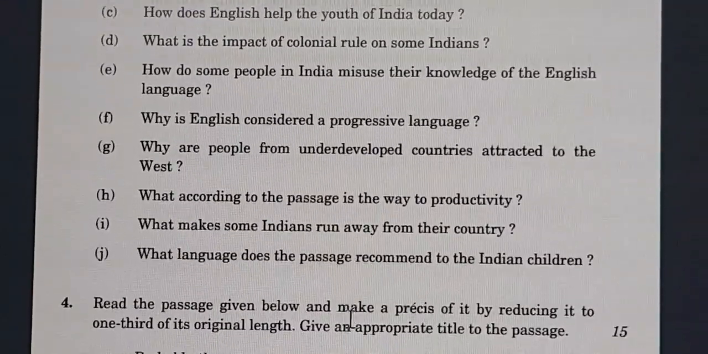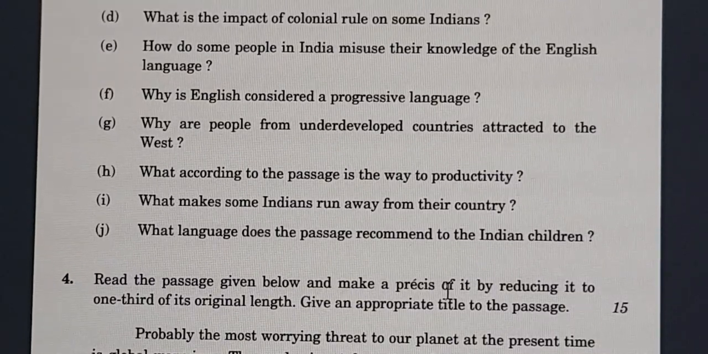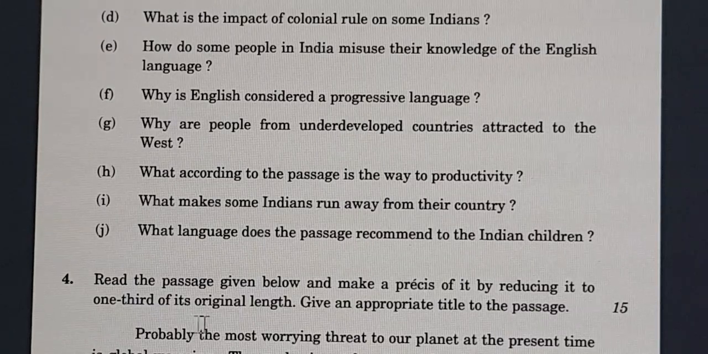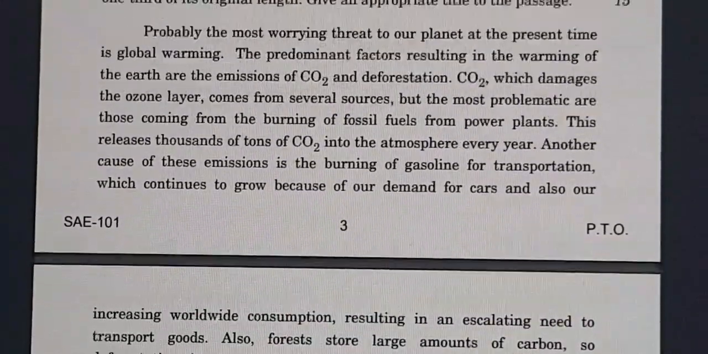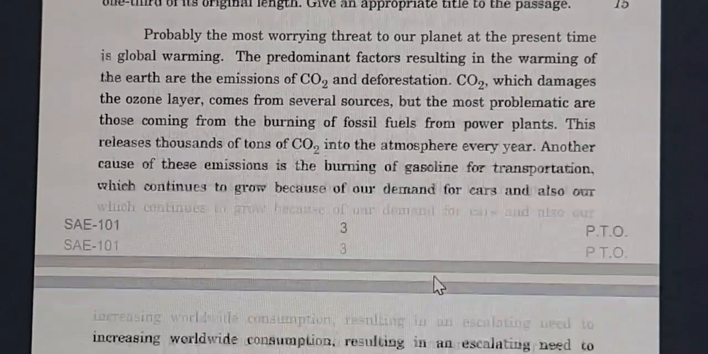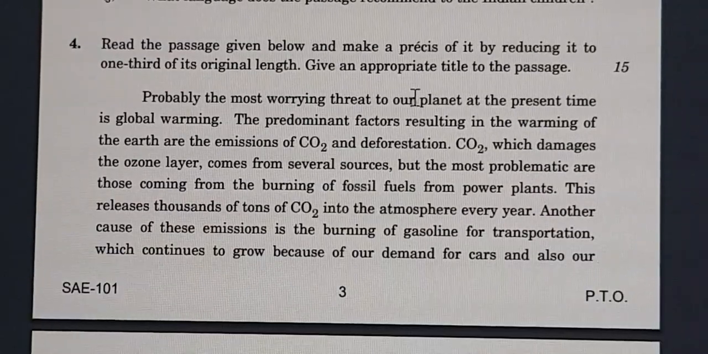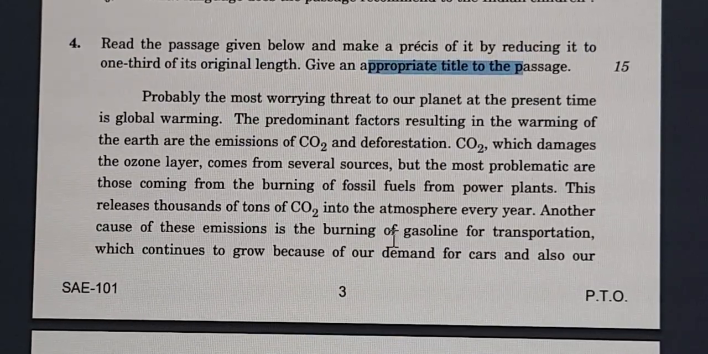Now look at the fourth question also. Read the passage given below and make a précis of it by reducing it to 1/3 of its original length. Give an appropriate title to the passage. So you need to go through the whole passage and focus on the main points of the passage, and also provide an appropriate title for the passage, and this carries a total of 15 points.